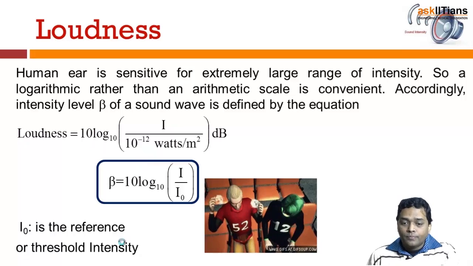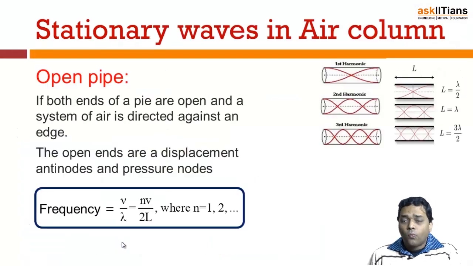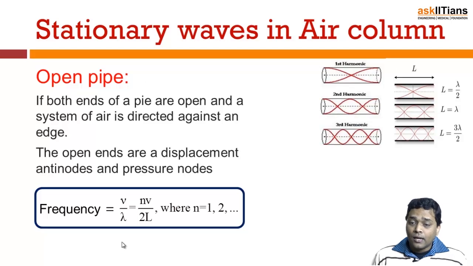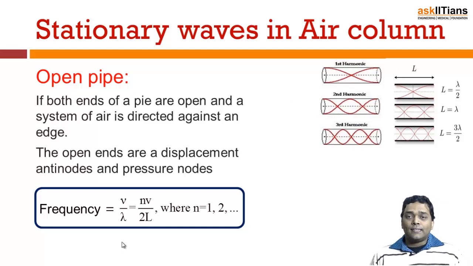Now if we move on and try to understand how this is related, for this we'll try to understand air columns. If you have an air column, what are the different types of air columns and how is the frequency of sound related to them? You would have even tried to blow air in an open organ pipe. If you place your fingers at different points, it produces different types of sounds, right? Have you ever wondered why it does so?